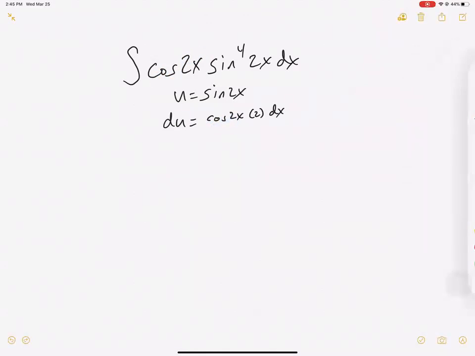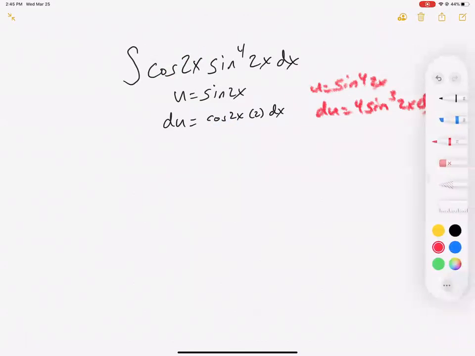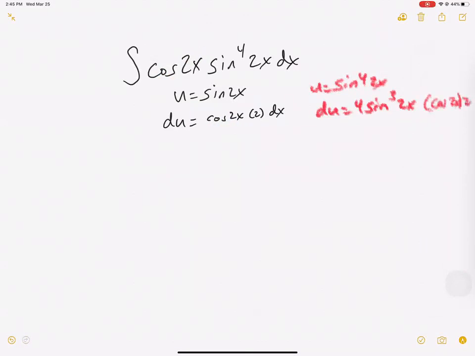What if I chose the wrong one? What if I said sine to the 4th of 2x was my u value? Du is equal to 4 sine cubed of 2x dx. Oops, I forgot something. Chain rule times cosine of 2x, then times 2 dx. There's way too much stuff going on. I just wanted to get rid of cosine. So I picked the wrong u, which is fine, as long as we recognize that.